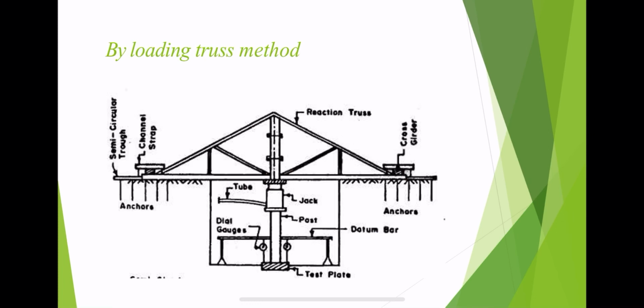This is the loading truss method which is conducted for the construction of roof truss. Here we are using anchors. Anchor is a heavy object attached to a cable or a chain and is used to moor a ship to the sea bottom. And a girder is a support beam used in construction. Girders often have an I-beam cross section. Here we can see the girder cross section as I-beam.